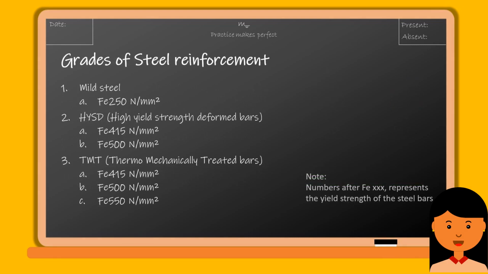There are different grades of steel used in practice, which are given below. Mild steel has Fe 250 Newton per millimeter square. High yield strength deformed bars have Fe 415 Newton per millimeter square and Fe 500 Newton per millimeter square. Thermomechanically treated bars have Fe 415 Newton per millimeter square, Fe 500 Newton per millimeter square and Fe 550 Newton per millimeter square. The numbers, like 250, 415, 500, and 550 represent the yield strength of the steel bars.